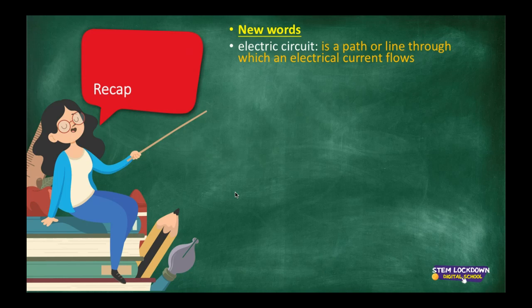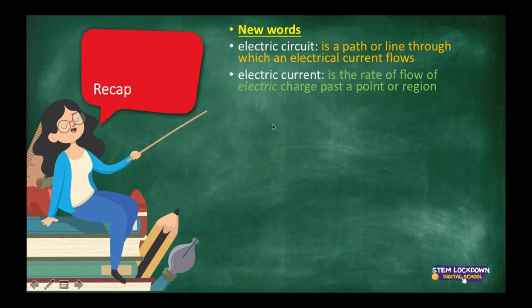The answer that I have displayed on the screen: an electric circuit is a path or a line through which an electrical current flows. The definitions that I'm showing you now I got from a grade 6 science textbook, at the back where the new words were. Maybe towards the end of the lesson I'll give you the name of the book, but this is where I found my definition. If any of you have something different, tell me what you got as your definition for an electric circuit. All right, let's move on.